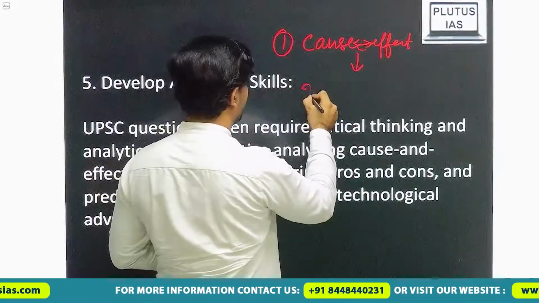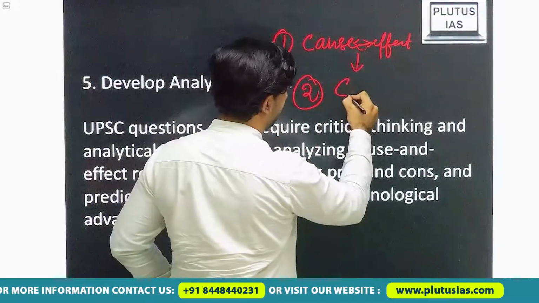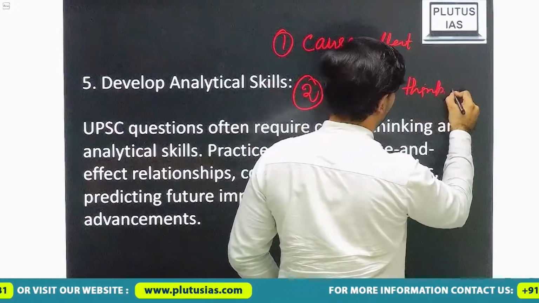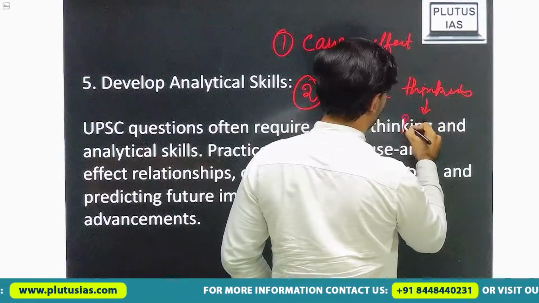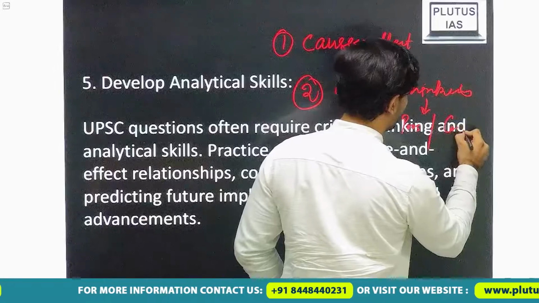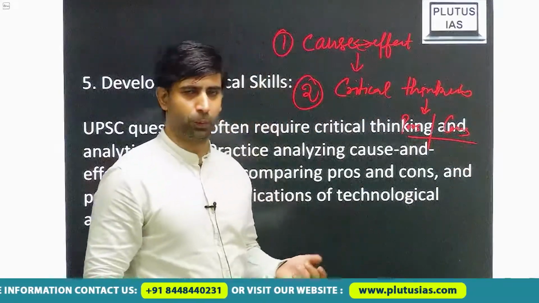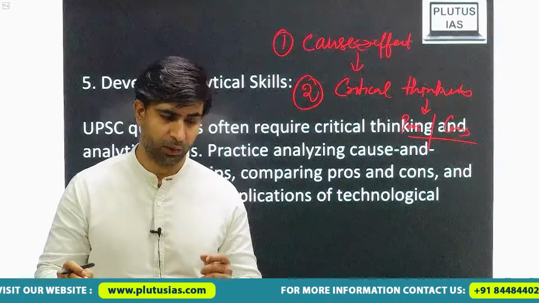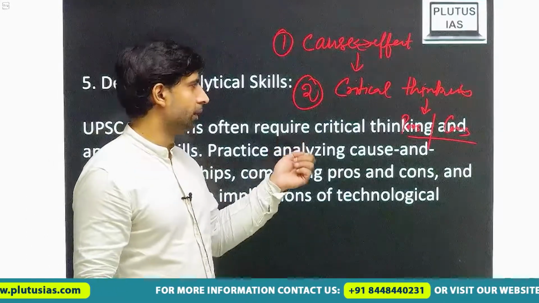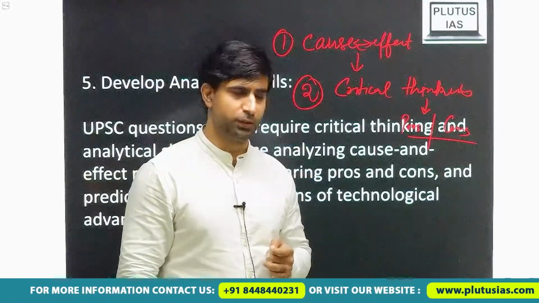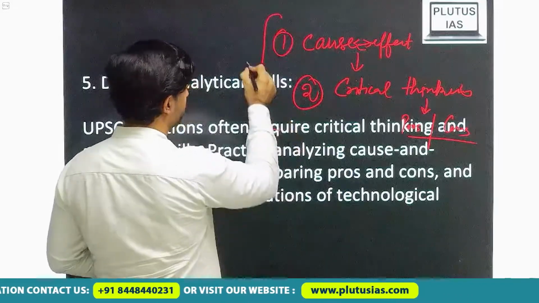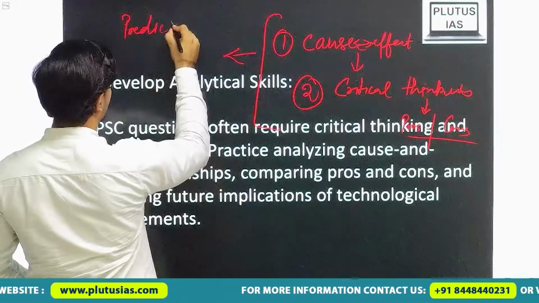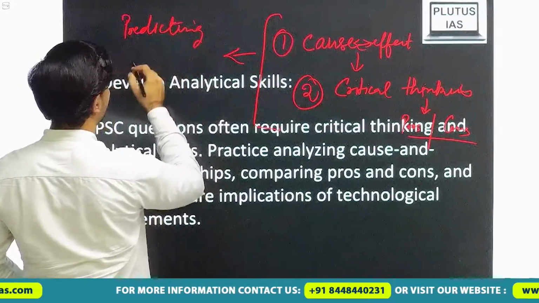Second, along with analytical skills, critical thinking. What do I mean by critical thinking? It means studying a topic by looking at both the sides, like the pros and cons of a topic. So it is required to study every topic from this perspective. How will these skills, analytical skills and critical thinking skills, help us in the mains part? These two skills will be helping us in predicting various consequences of a technology over the society.